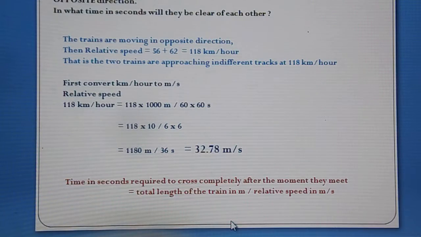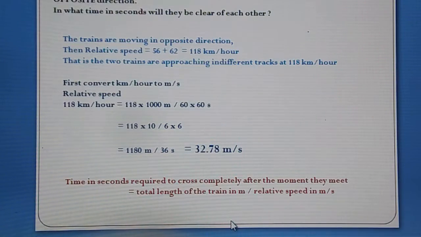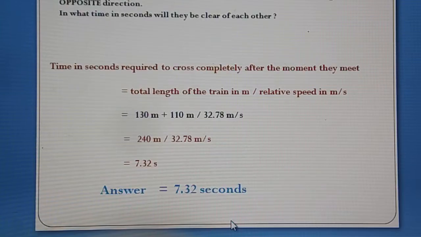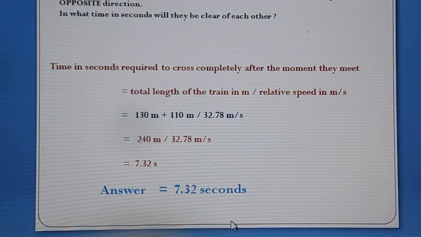Now we want to calculate the time in seconds required to cross completely after the moment they meet, and that can be calculated from the total length of the trains in meter divided by relative speed in meter per second. We have the relative speed of the trains calculated in meter per second as 32.78. With that in mind, we can simply calculate this problem.